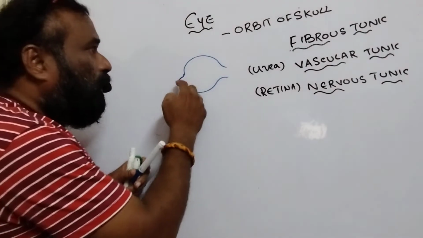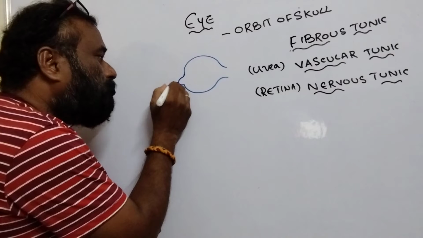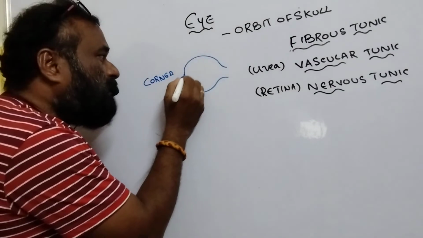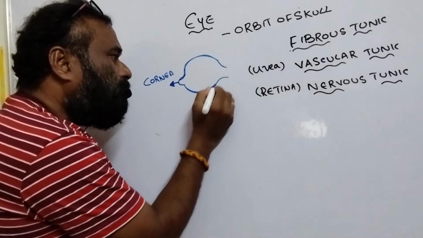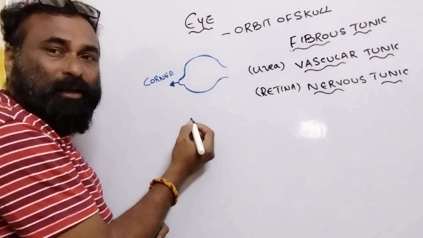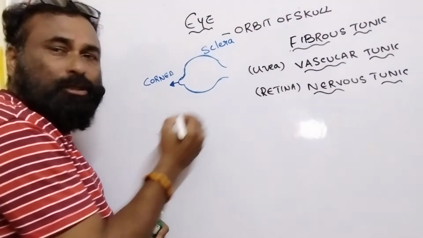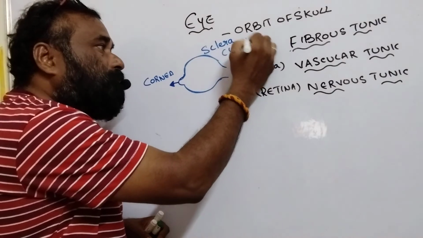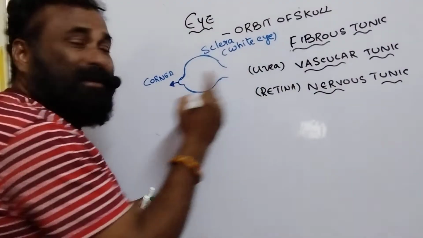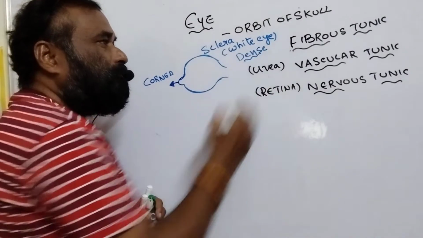At the anterior end of the eyeball, with respect to the fibrous tunic, there is the cornea. On the posterior side of the eyeball, related to the fibrous tunic, is the sclera. Sclera is also said to be the white of the eye. It is a dense connective tissue.